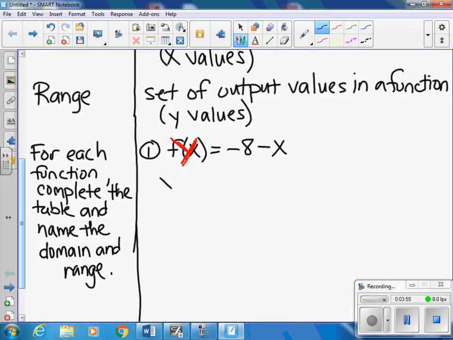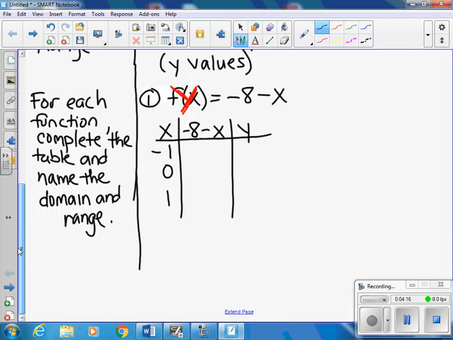All right, so when we go to set up our table, you're going to put -8 minus x here in the middle, and your x and y are on the outside. And you're going to pick your own values for x. So we're going to use -1, 0, and +1. The way we're going to go through this is we're going to plug it in, and then we're going to come out with the y values, and then we'll actually name the domain and range.